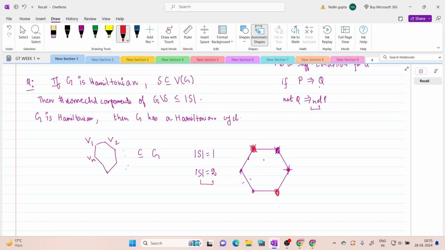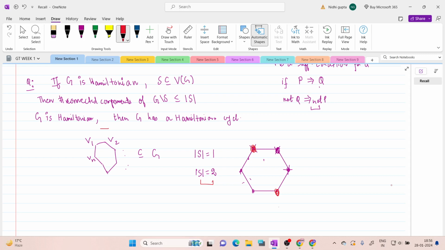So is it clear why it is true? Yes, ma'am. These two base cases are clear, but we have to generalize by induction. Yes, we have to. Can I move on to the problems on Hamiltonian graphs, because we have just 5 minutes left? What's the meaning of the necessary condition here?